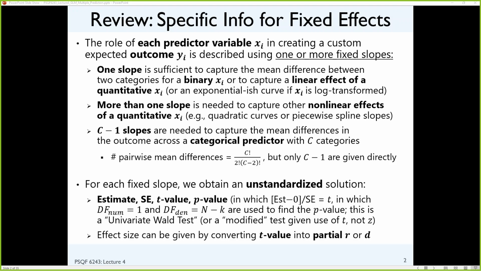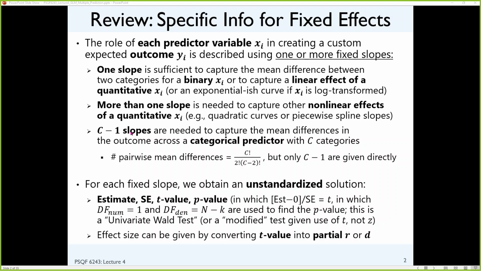In other situations, to fully characterize the relationship between a predictor X in predicting an outcome Y, you need more than one slope. So for instance, if you have a nonlinear effect, like an age curve like we had in the last example, then you can capture that with x and x squared as predictors. If you have an x that's going to be split into pieces, like we did for education, then piecewise splines, we might take 2 or 3 of those.